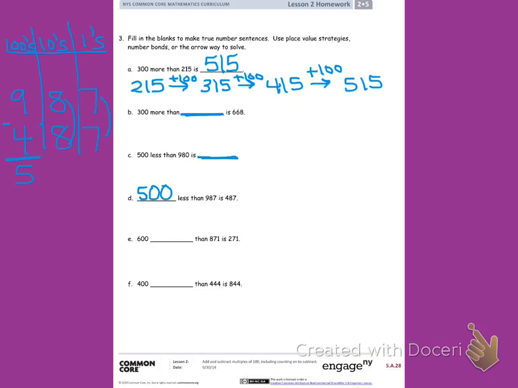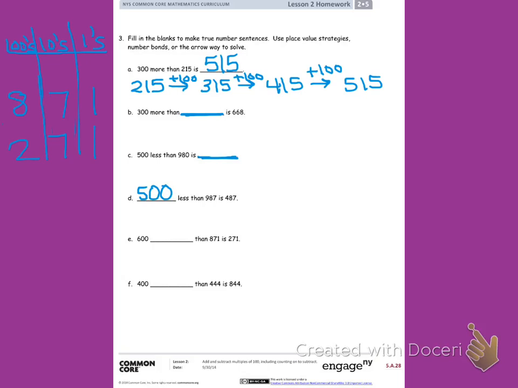Item E, 600 blank more than 871. Let me read that again. 600 blank than 871 is 271. You have to figure out, is it more than or less than? Let me go ahead and erase the numbers in the place value chart. Here's the number 871, and here's the number 271.